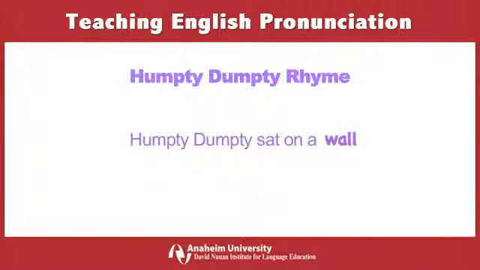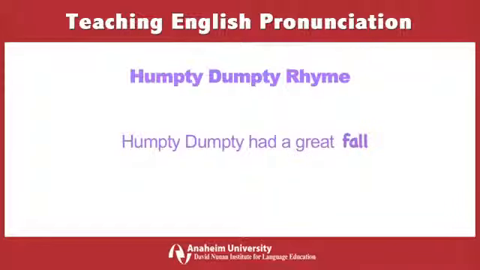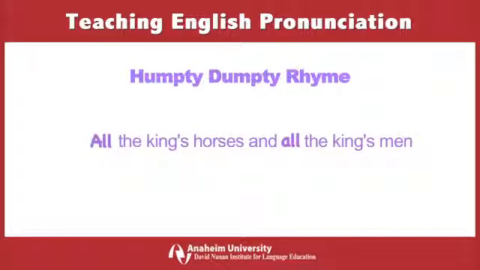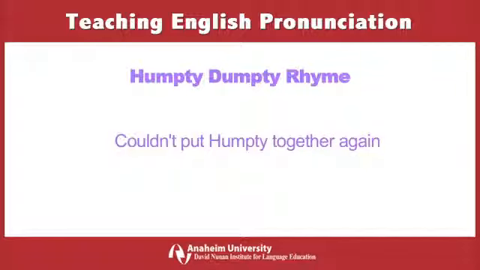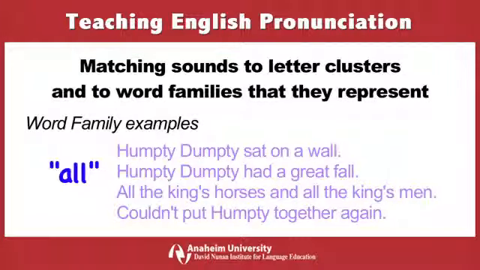Humpty Dumpty sat on a wall. Humpty Dumpty had a great fall. All the king's horses and all the king's men couldn't put Humpty together again. And you can see examples of that word family all in the words wall, fall, all, and all.